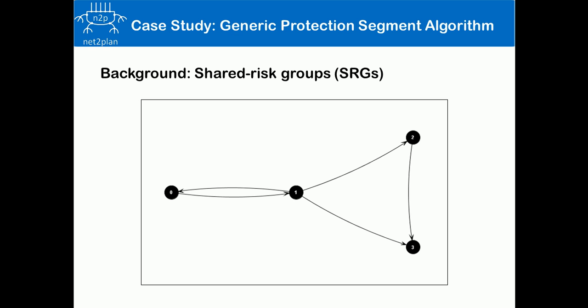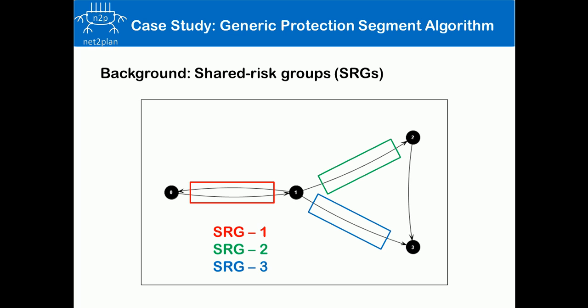Shared risk groups, or SRGs. A shared risk group is a set of links and/or nodes that are assumed to share a potential cause of malfunction. Thus, when a malfunction occurs, all of the elements in the SRG will fail simultaneously. For example, in this simple topology, three different SRGs are defined. If SRG number 1 fails, both links belonging to this SRG will fail simultaneously. If SRG number 2 is the one which fails, only this link will fail. If SRG number 3 fails, only this link will be affected.